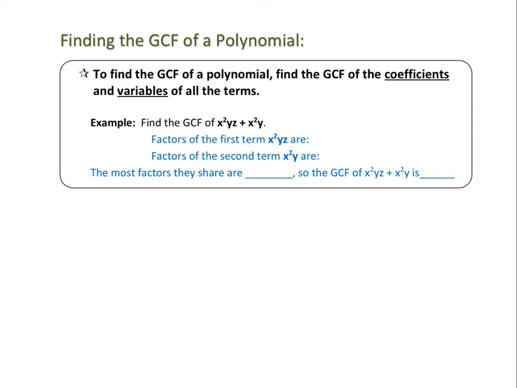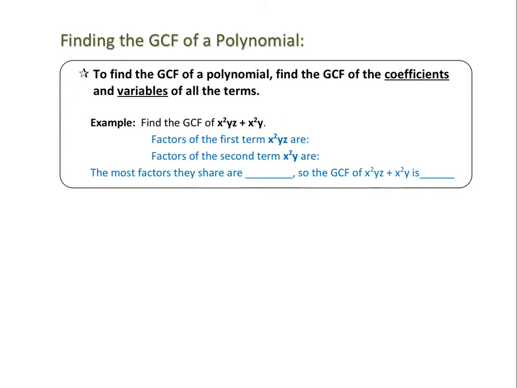Unfortunately, your calculator won't be able to identify a greatest common factor of polynomials. So we have to do that by hand. To find the greatest common factor of a polynomial, you need to find the GCF of all the coefficients and variables for all of the terms. So, when you're given a polynomial, you have to identify how many terms there are and what factors all of the terms share in common. So let's do an example.